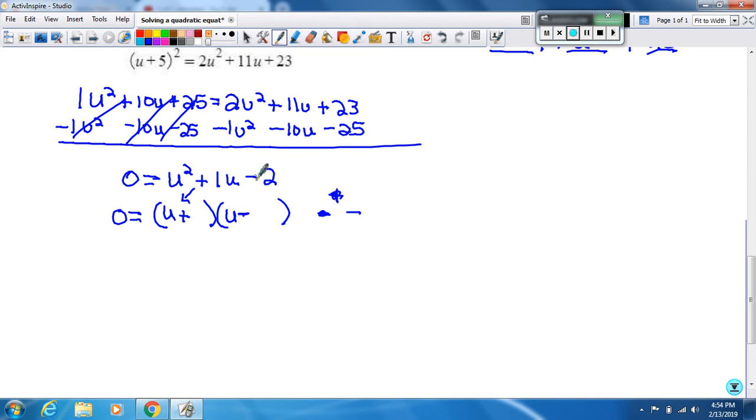I want the factors of 2 that when I subtract them equal 1. Well, the 2 divided by 1 is 2. So when you subtract those, you get 1. So you put the biggest one first, and then you do the opposites. The opposite of positive 2 is negative 2. And the opposite of negative 1 is positive 1. And that's how you do that.